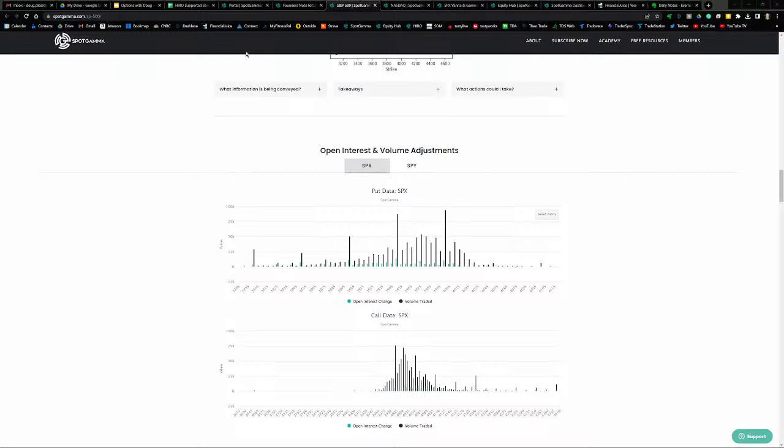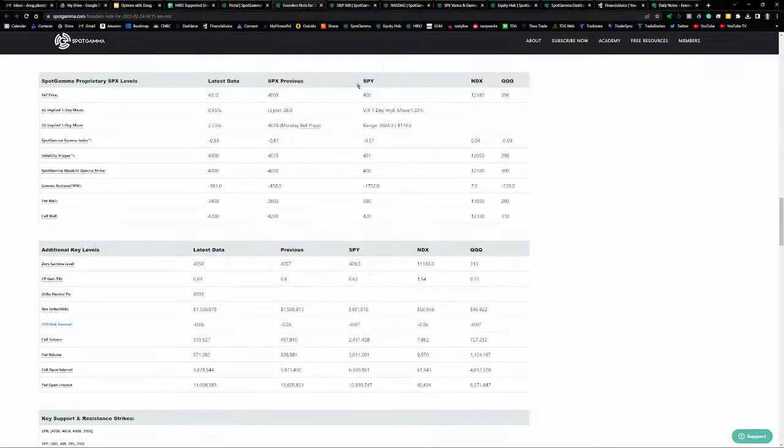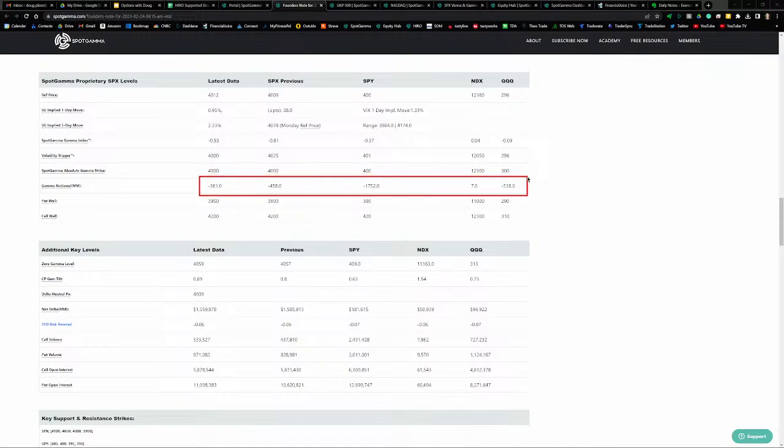All right, so let's take a look at some data now. And as usual, I'm going to focus on gamma notional. This is market makers' position on the gamma curve. In this left column, that is SPX. The middle column is SPY. And the far right column is QQQ. So you can see that they're all negative. So market makers' position on the gamma curve, looking at all these indices, is negative.